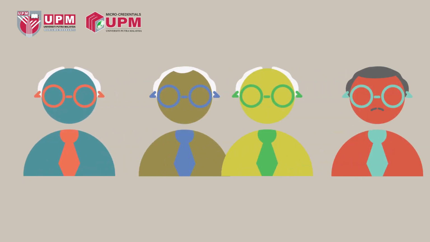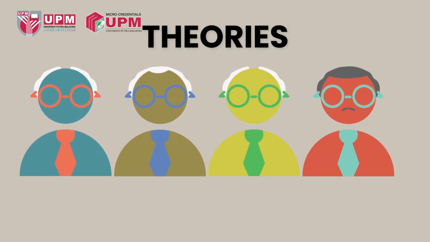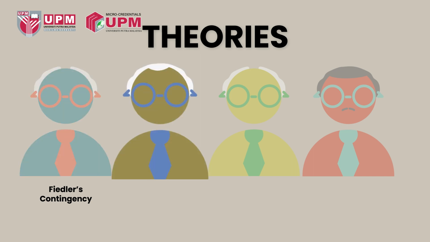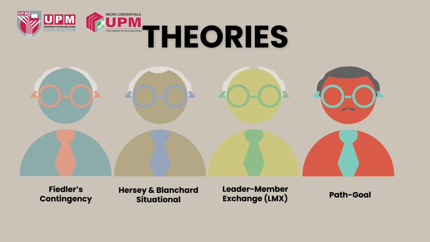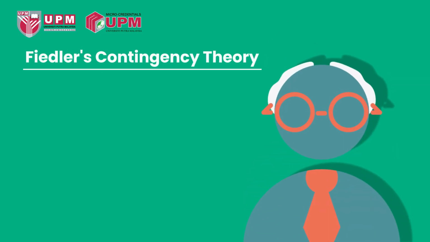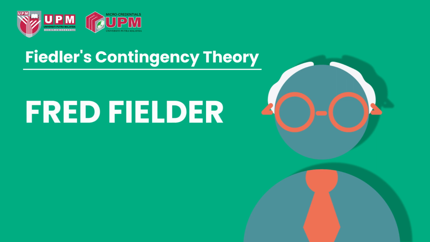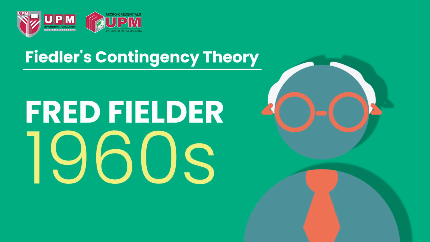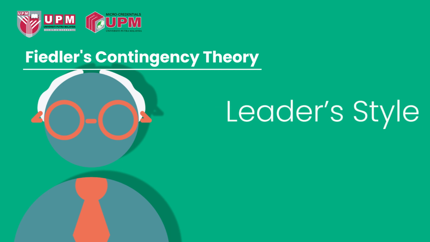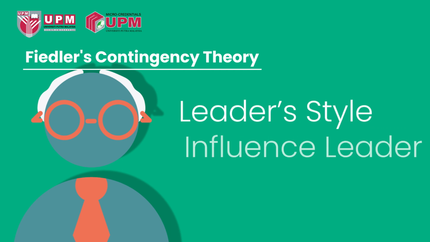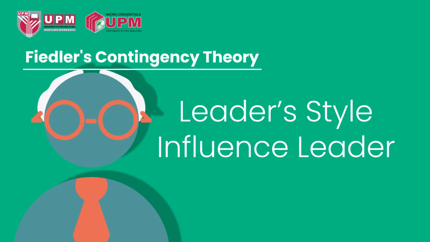In this module, we focus on 4 leadership theories, which are Fiedler's contingency theory, Hersey and Blanchard situational theory, leader-member exchange (LMX) theory, and path goal theory. Fiedler's contingency theory is a leadership theory developed by Fred Fiedler in the 1960s. The theory suggests that effective leadership is contingent on the match between the leader's style and the degree to which the situation gives control and influence to the leader.